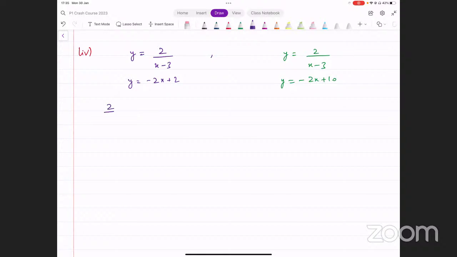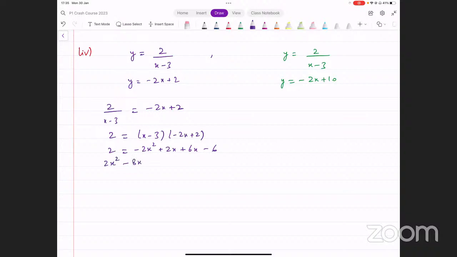If we solve the first one, that gives us 2 over x minus 3 equal to minus 2x plus 2. Multiply x minus 3 on the other side. That gives 2 equals x minus 3 into minus 2x plus 2. We need to simplify this. x into minus 2x, that's minus 2x squared. x into 2, that is 2x plus 6x and minus 6. On the other side, we've got 2. Let's take everything to the left side. That gives us 2x squared minus 8x. This 6 goes to the left as well, and that becomes plus 8.